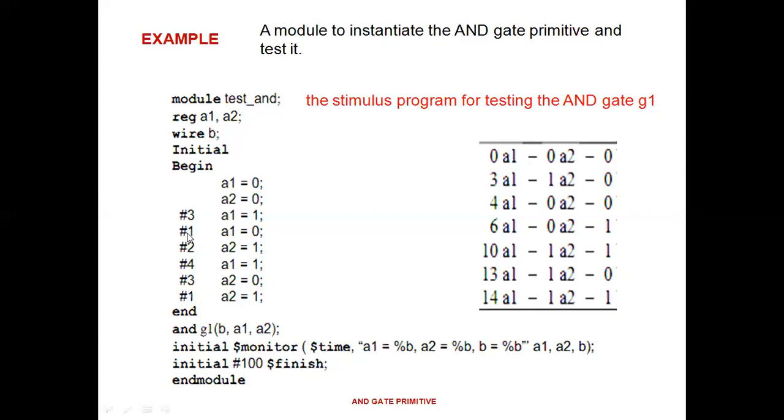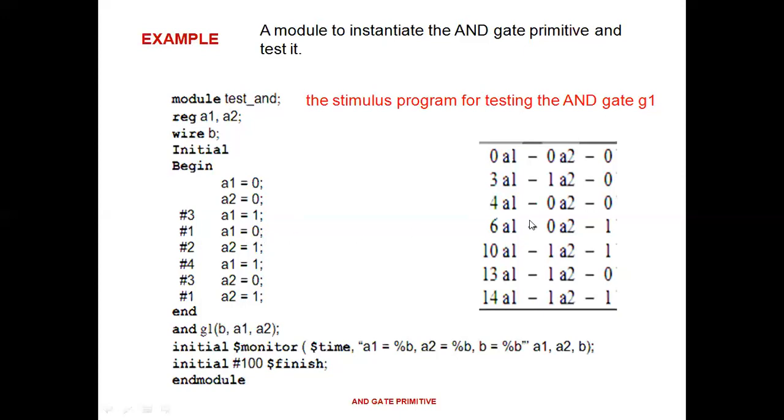Next, after 1 time step, what happens to A1? A1 is again changed to 0 from 1. Now what happens to A2? A2 is not mentioned here, so again A2 will take the previous value. Up to here how many time steps have we completed? 4, so 3 plus 1. After 4 time steps, A1 is 0 and A2 is the same as before, 0. Now look here on the right side: after 4 time steps, your A1 is 0.